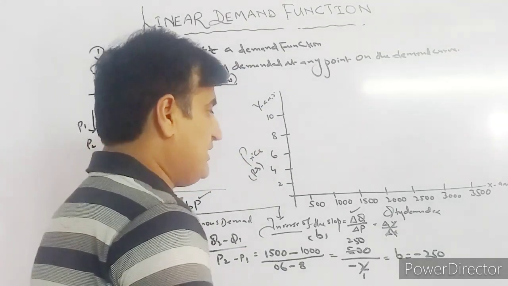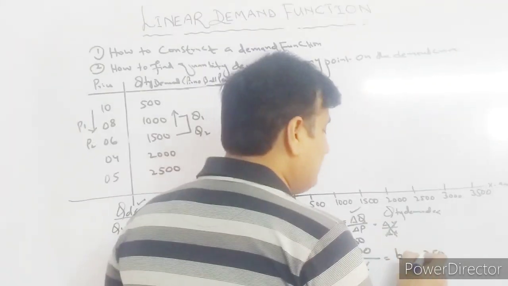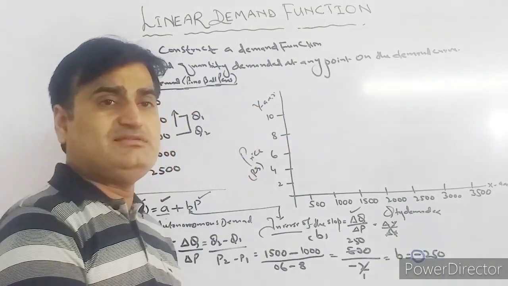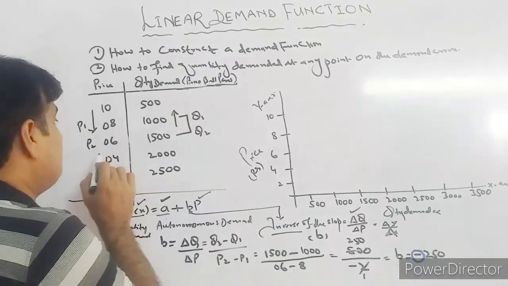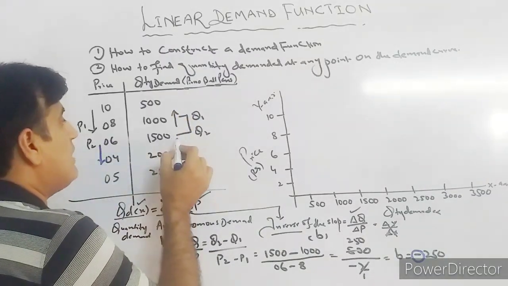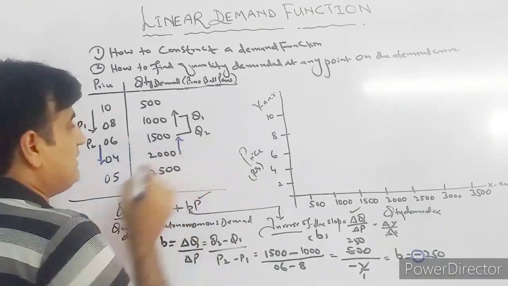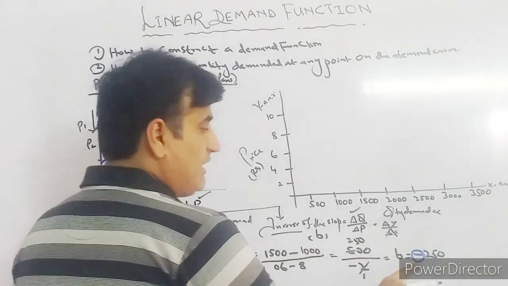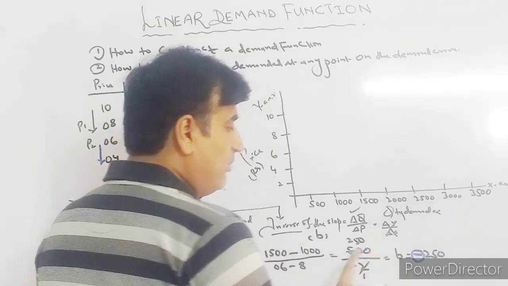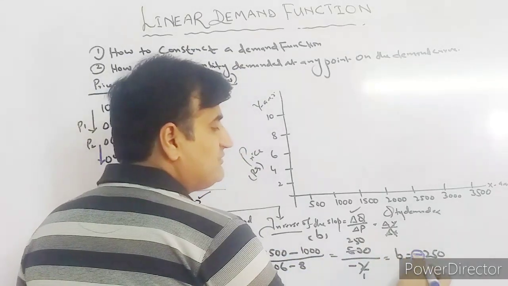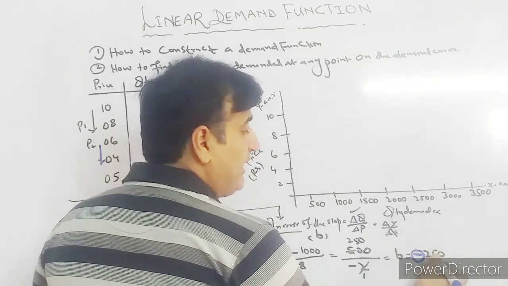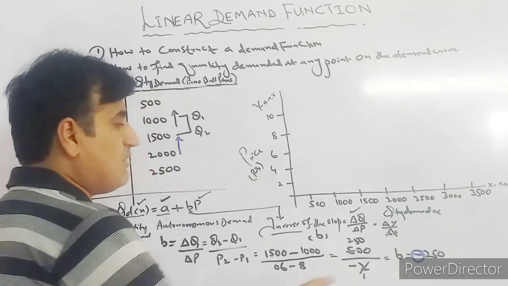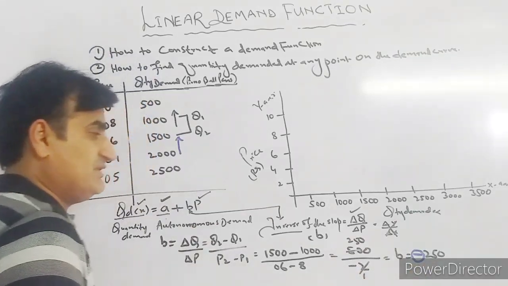It is to be noted that the beta sign is always negative because of the inverse relationship between price and quantity demanded. As price decreases from 6 to 4, the quantity demanded increases from 1500 to 2000. That's why beta is always negative. Here we have calculated minus 250. It shows that a 1 unit increase in price leads to a decline of 250 units of pens. So if the company increases the price by 1 rupee, the quantity demanded declines by 250. So this is the beta.